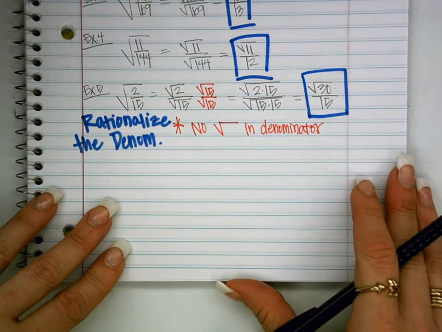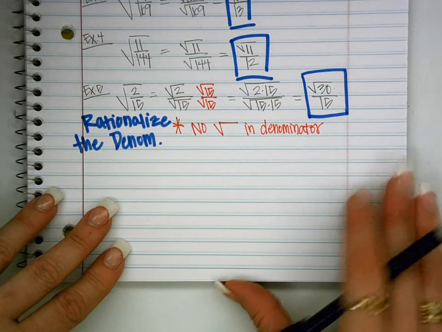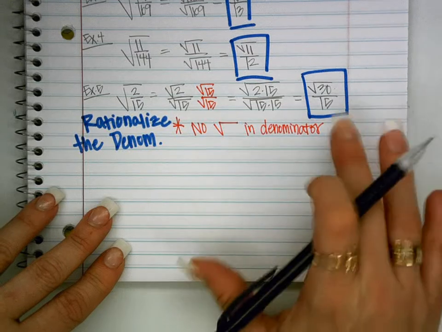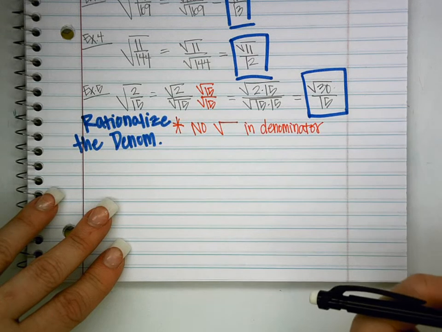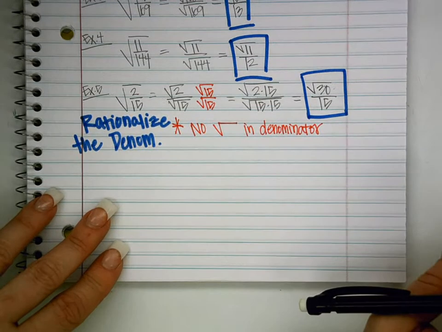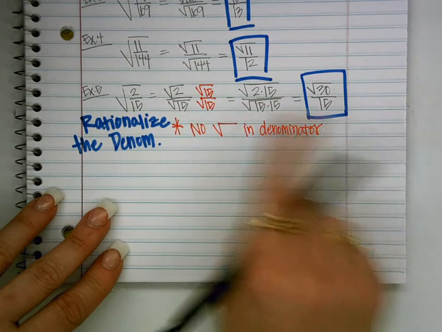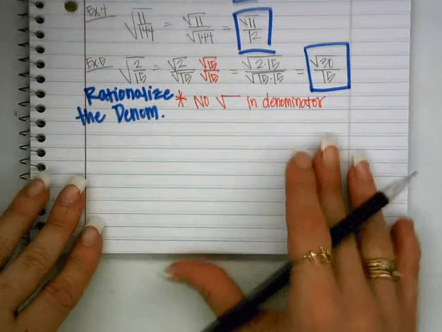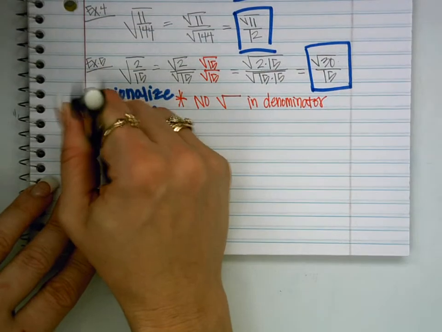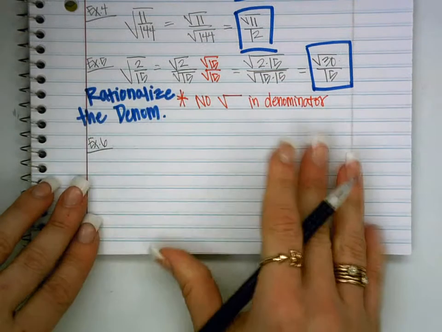Okay, that's called rationalizing the denominator. And we did that before when we were simplifying with the square roots and the cube roots and all that stuff. This is actually a little bit easier because you're always going to be working with square roots. So you never really have to figure out how many of something you need to get out of the radical.